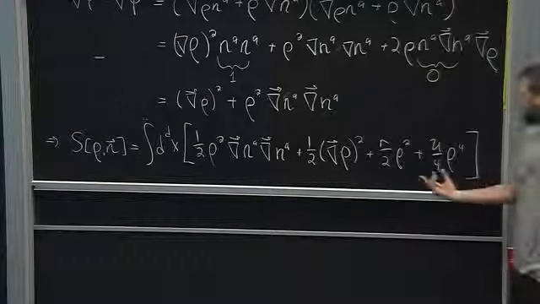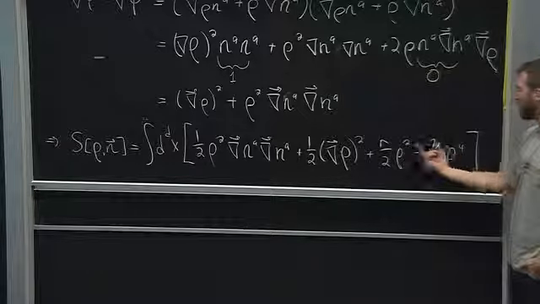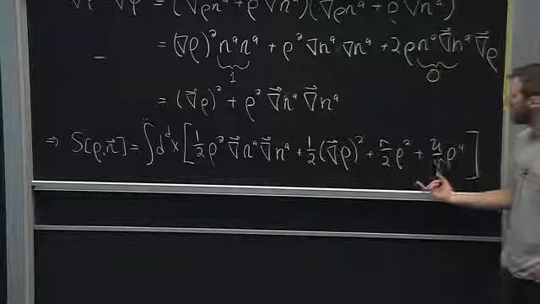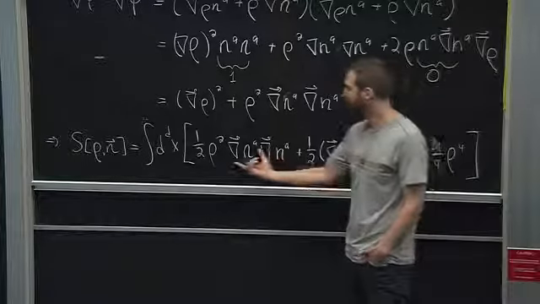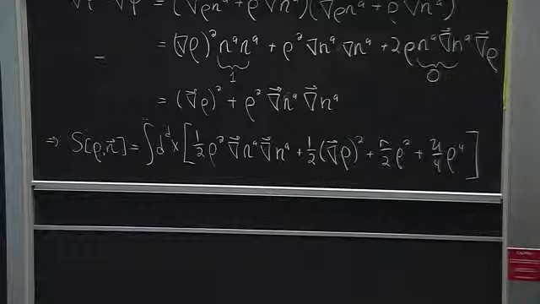Okay, so the rho squared and rho to the fourth part look the same as in your scalar theory. And the big difference in this continuum theory is these gradient pieces here.